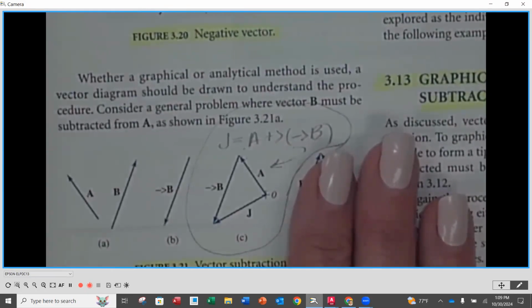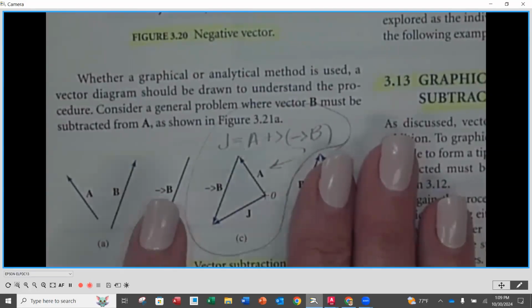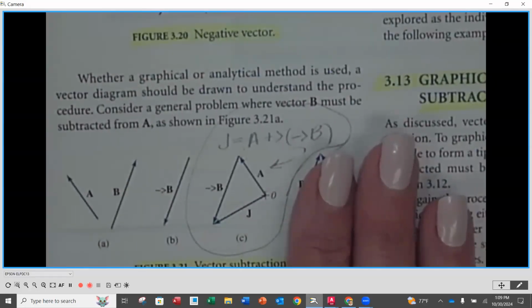So process-wise, it stays consistent. The only thing that you change is when you see that there's going to be a subtraction, you just change the direction of that arrowhead, and now you move along like a regular vector addition. You're just adding the negative version of it. Okay, does that make sense to everybody?